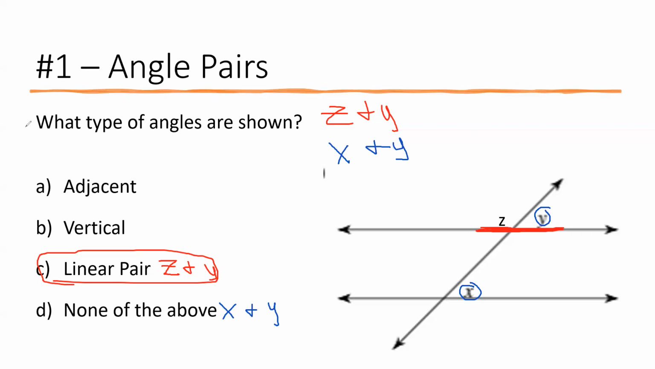Just to round things out, if we made an extra one here, let's say we made this W. What would be the relationship between W and Y? That would be an example of vertical angles because they're opposite of each other. And if we do it, we have that double V, otherwise known as an X. It looks like an X together. So that makes a vertical set of angles.